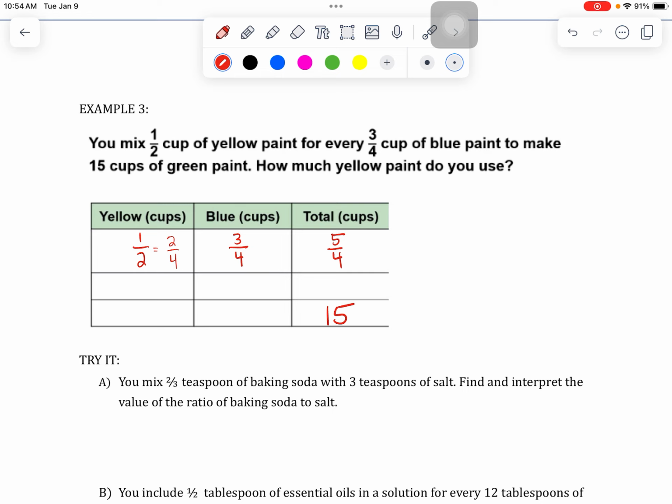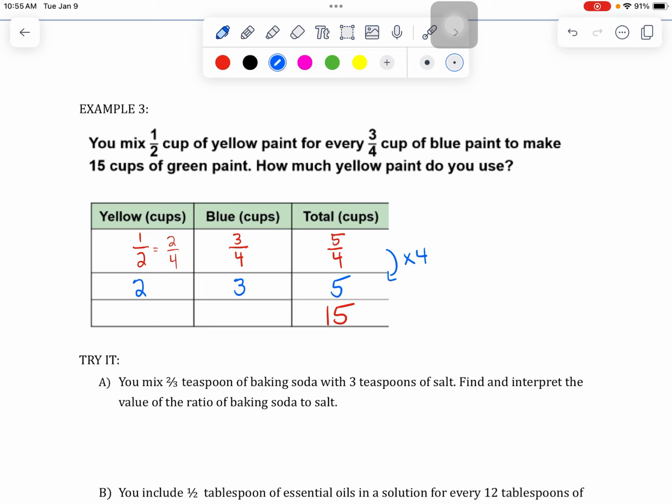All right, so from here, again, my goal is to get to 15. So to do that, in this next step, I am going to multiply by 4, because if I do that, then I have a total of 5 cups of paint. So 3/4 times 4 is 3, and 1/2 times 4 is 2. Okay, and again, we can see 2 plus 3 equals 5.